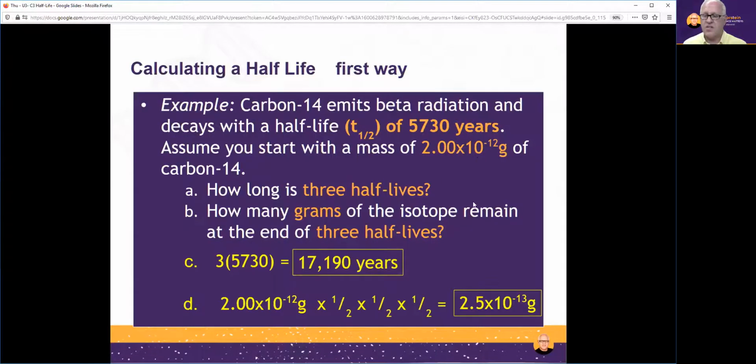So let's take a look at a different way of calculating half-life. This is the first way it can be done, and I'm going to walk you through it slowly.